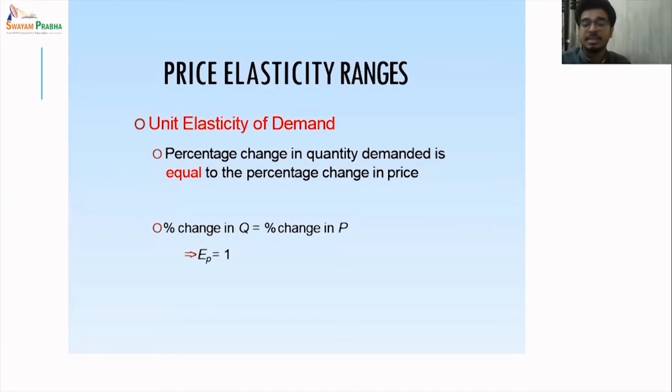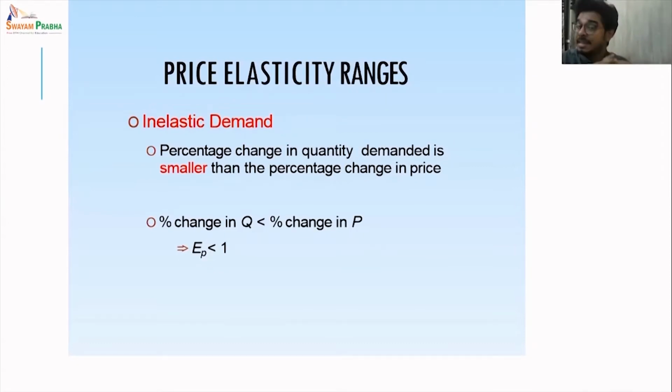Then comes the unit elasticity of demand. Unit elasticity of demand is nothing but when the percentage change in quantity is exactly the same as the percentage change in price. Then the elasticity of demand is unitary, 1, and hence it is known as unit elasticity of demand. Whatever price change is happening, the proportionate change in quantity demanded is exactly the same, and hence the elasticity value will be exactly 1, and that's known as unit elasticity of demand.